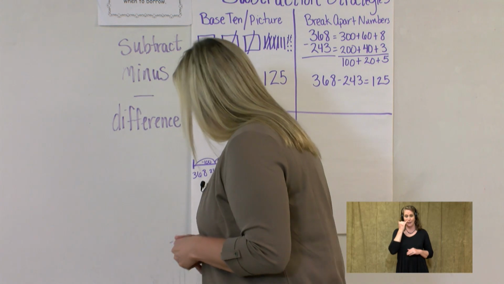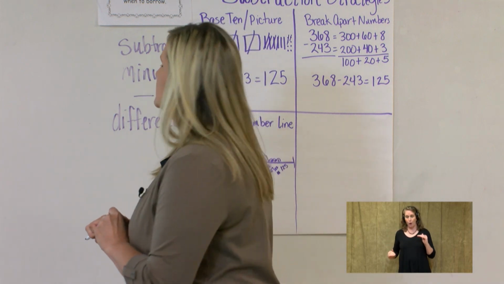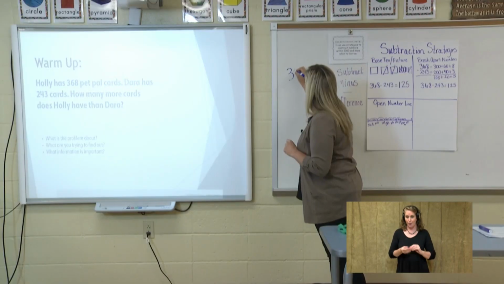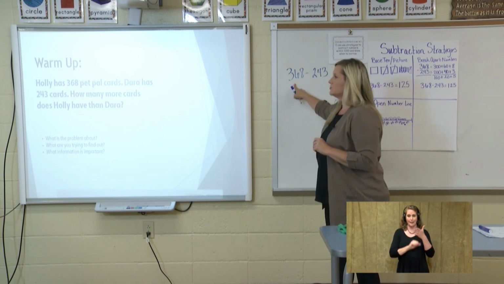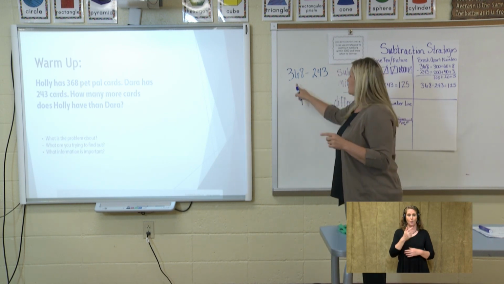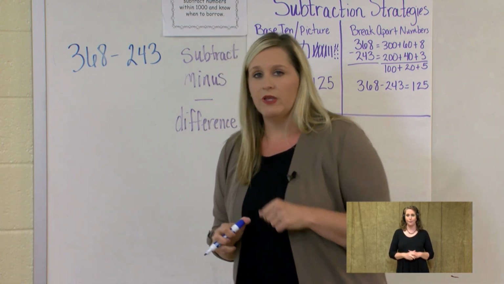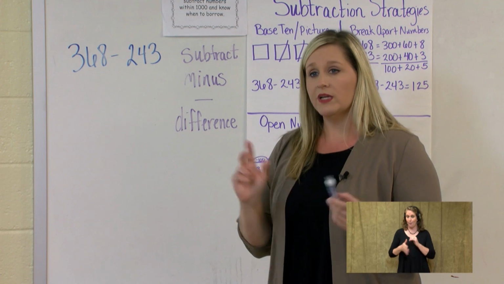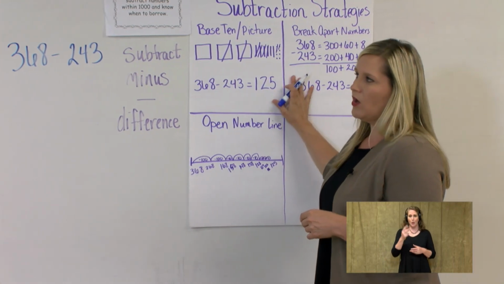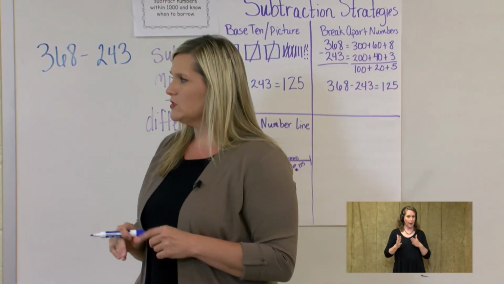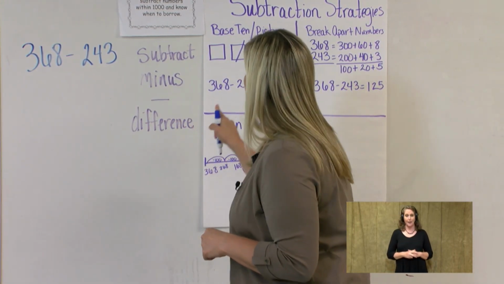So let's think about this problem. If we need to find out how many more cards Holly has than Dara, we would have to subtract those 2 numbers. So we would subtract 243 from 368. Or we can also say that 368 minus 243. Now, last week we talked about some strategies to help us add. Well, we're going to use some of the same strategies today to help us subtract. So if you look up here, I kind of already wrote out some of those strategies. So I hope you have a piece of paper and a pencil so you can work some of these problems out with us. But let's think for a second.